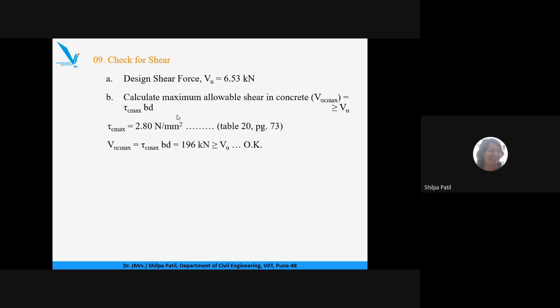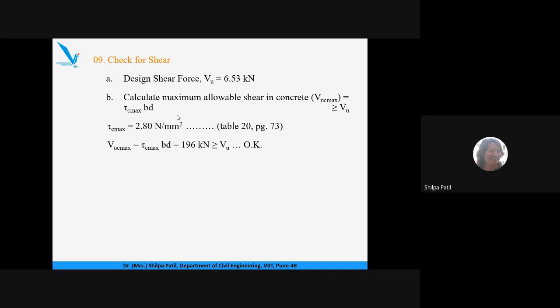So putting the values in the formula, 2.8 into B is 1000 and D is 70. We are getting VUC max as 196. Whether it is correct or not, just tell me. VUC max 196. Correct, ma'am. It means whatever D value we have adopted is correct. Our VUC max is coming greater than VU.